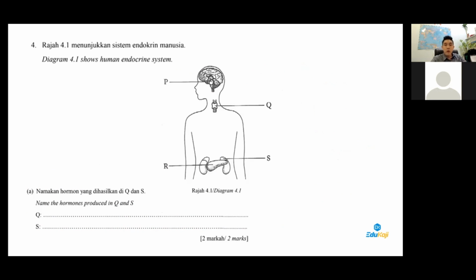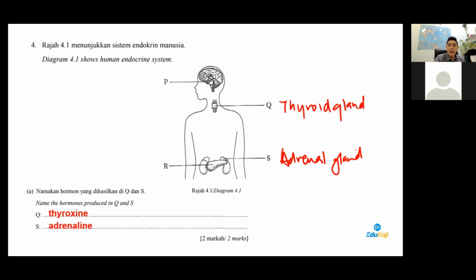Now, question 4, guys. Name the hormone produced in Q and S. So Q is the thyroid gland. S is the adrenal gland. Thyroid gland produces thyroxine. Adrenal gland, adrenaline.